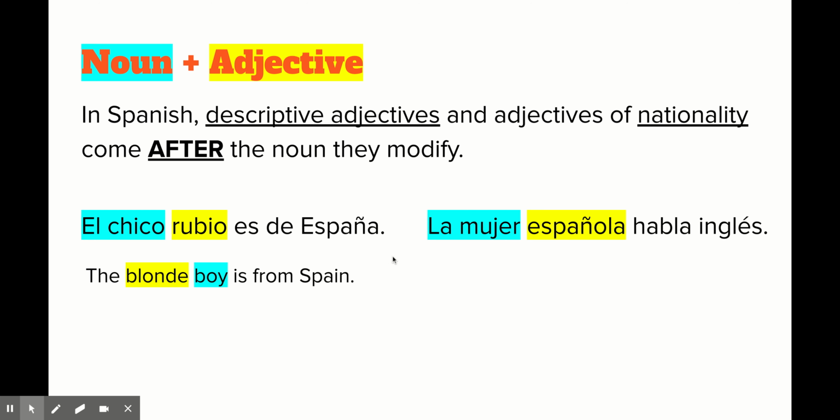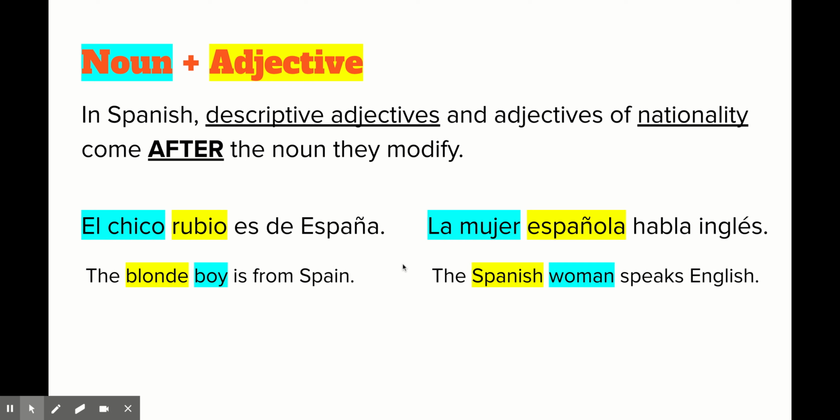Let's take a look at this one. La mujer española habla inglés. La mujer española, this is a nationality, okay? You can guess española would mean Spanish. Yes, the woman from Spain speaks English. The Spanish woman speaks English. Again, notice they're swapped, right? La mujer, woman. Española, Spanish. We swap them because in Spanish, we start with the noun followed by the adjective. In English, we do adjective, noun. In Spanish, we do noun, adjective, okay? So again, these kinds of words, descriptive and nationalities, they come after the noun. So don't you dare say El Rubio Chico. We say El Chico Rubio.